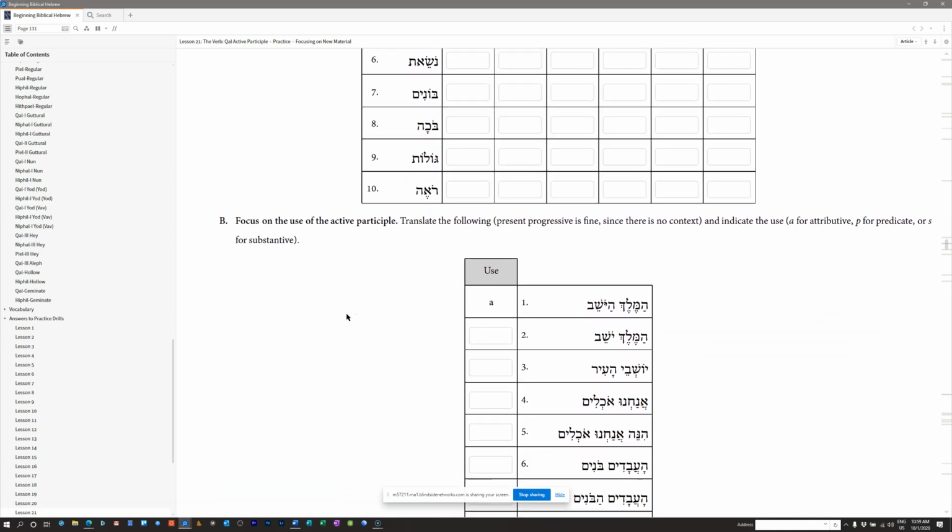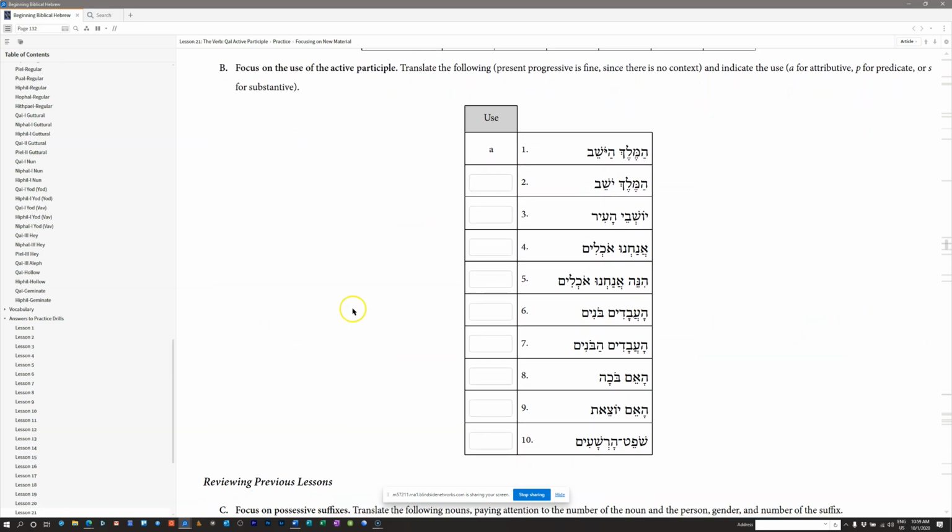All right, section B here. You'll want to translate these in your own exercises, obviously, but we're going to focus on the function as well. So, Hamelech Hayoshev, this would be the king dwelling, or the king that dwells, the king who dwells. This is attributive. Both the noun and its modifier have definite articles.